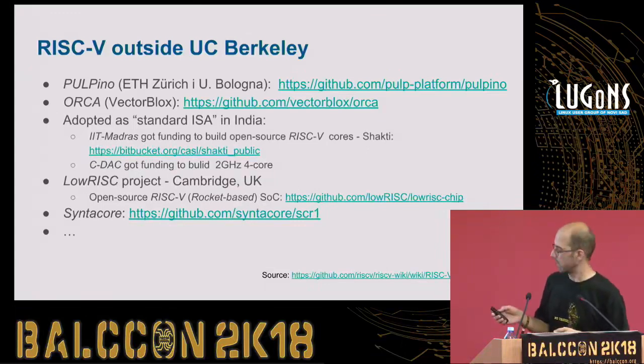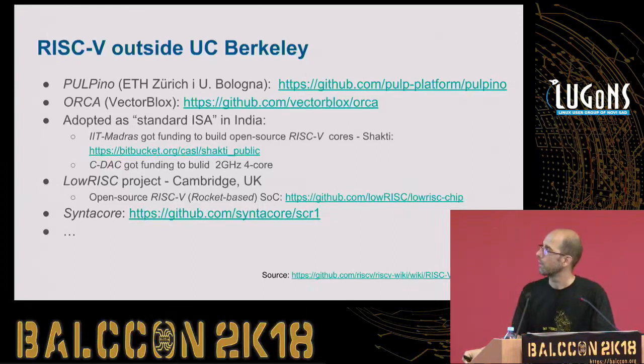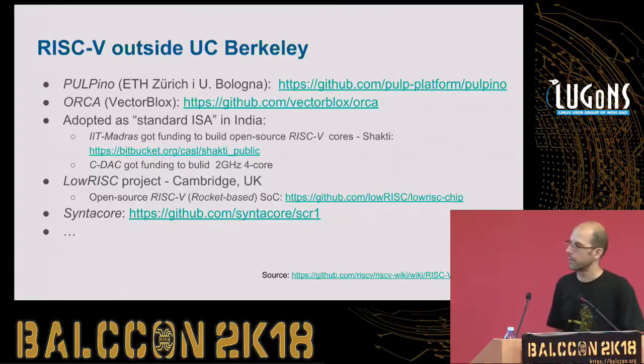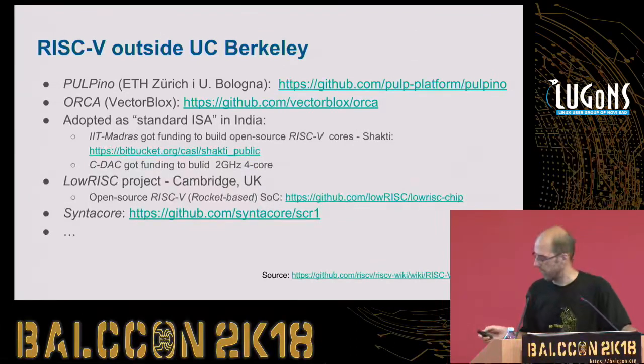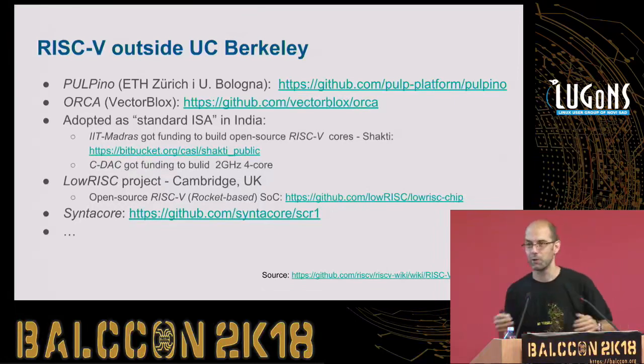One of them is Shakti, and it is already finished, and I think they started production of it. There are several other projects. The lowRISC project in Cambridge. One of the co-founders of the Raspberry Pi project also funded this lowRISC project, which probably means that RISC-V is going to find its way into some new version of Raspberry Pi. We'll see.